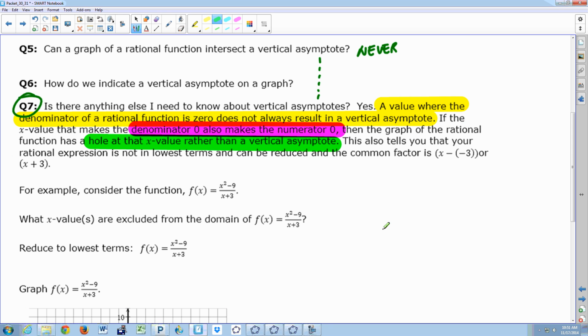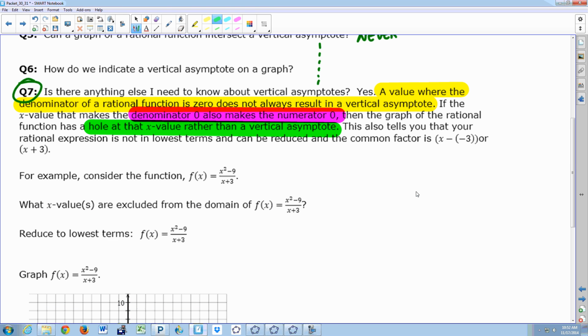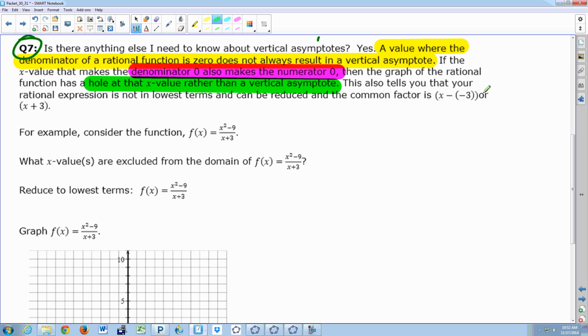This also tells you that your rational expression is not reduced to lowest terms. Whenever you can find a value of x that when you plug it into your function, your numerator is 0 and your denominator is 0, it tells you it can be further reduced. So in this case, right here, we have a value of our denominator that makes it 0. It's -3. So when we write it into our factor form, x take away a -3 becomes x plus 3.